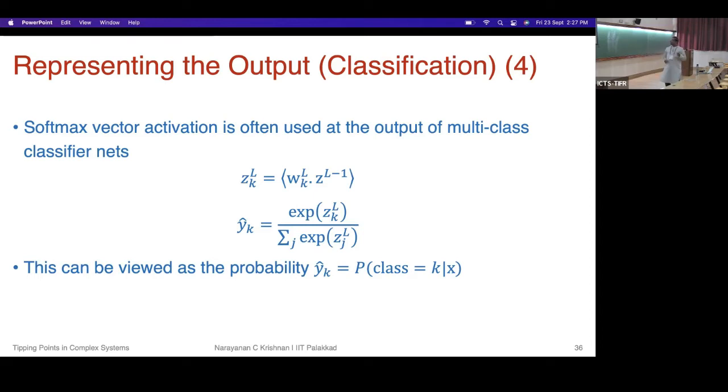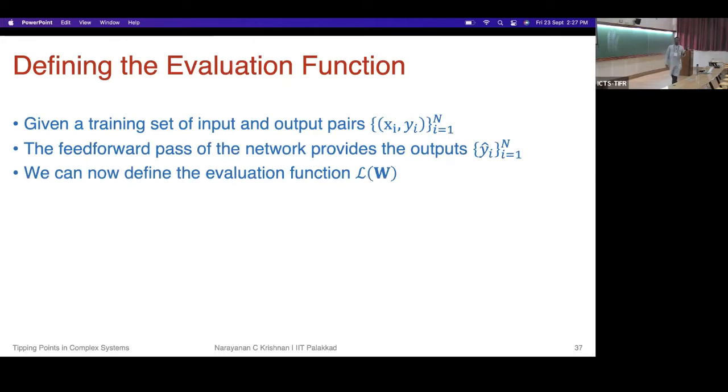Great. So now we have understood how to represent our inputs and how to represent our outputs. So what is the network giving as output? Our next goal is to define the evaluation function. So given a training set of input-output pairs, we perform a forward pass or the feed-forward pass of the network.